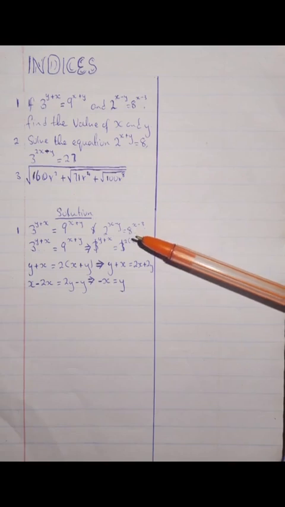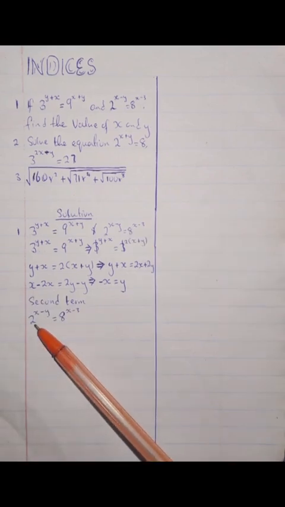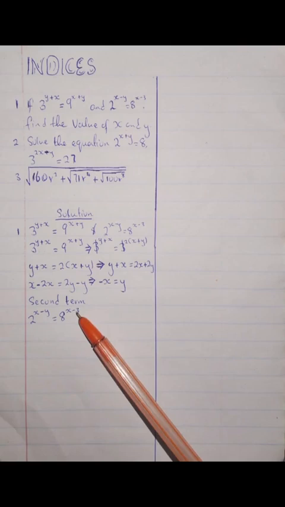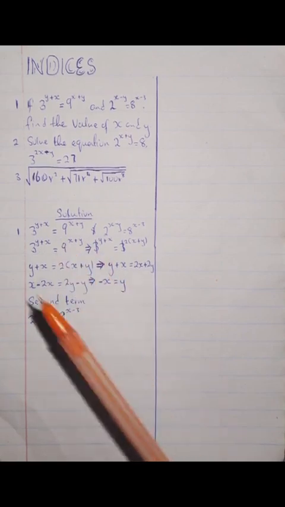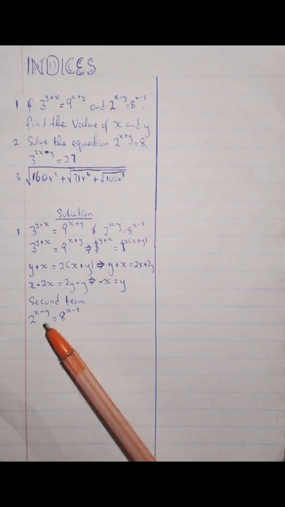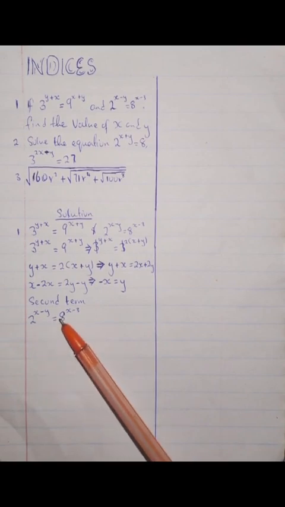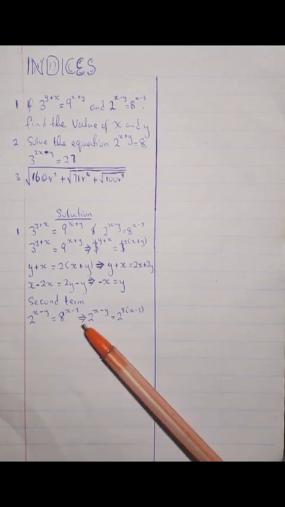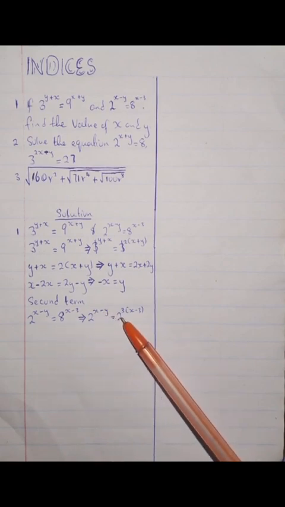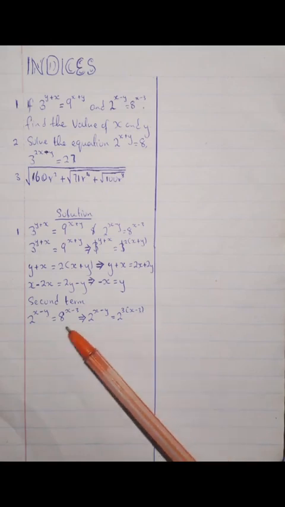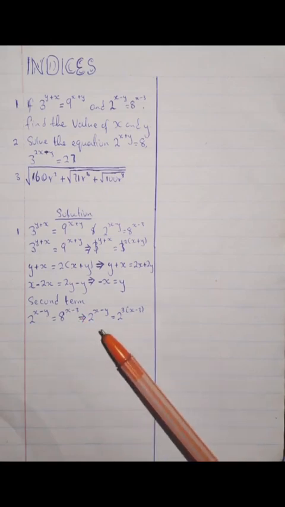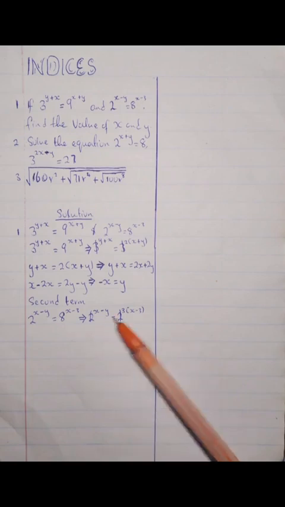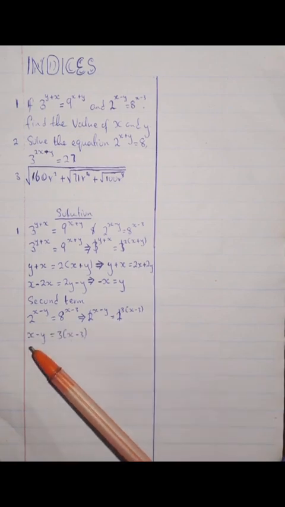For the second term, we have 2 raised to the power of x minus y equals 8 raised to the power of x minus 3. So like we did here, we express this in terms of 2, so they'll be of the same base. And if we express this in terms of 2, we'll be having 2 raised to the power of 3. So expressing this in terms of 2, we'll be having 2 raised to the power of x minus y equals 2 raised to the power of 3 bracket x minus 3, which is this x minus 3 that is from here. So they are of the same base. What do we do? We cancel out, and then we write out the powers. So we have x minus y equals 3 bracket x minus 3.